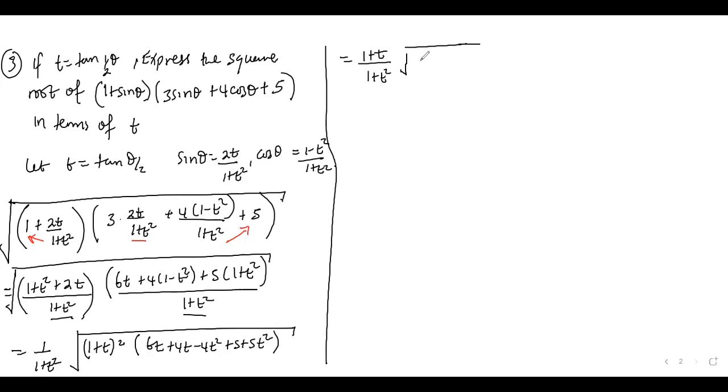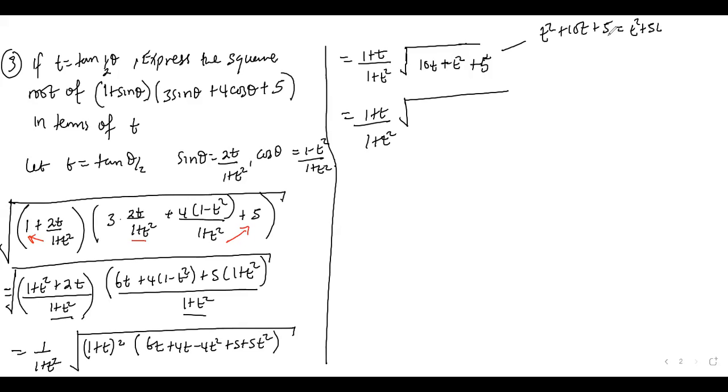Under the root we shall have 10t plus t squared plus 5. Two numbers multiplied, you get 5; added, you get 10. Those two numbers are 5 and 2. So this will give us 1 over 1 plus t squared under the root. Someone expand this: t squared plus 10t plus 5. It must be coming from t squared plus 5t. Sorry, two numbers multiplied you get 5, added you get 10. They are not there, are they?